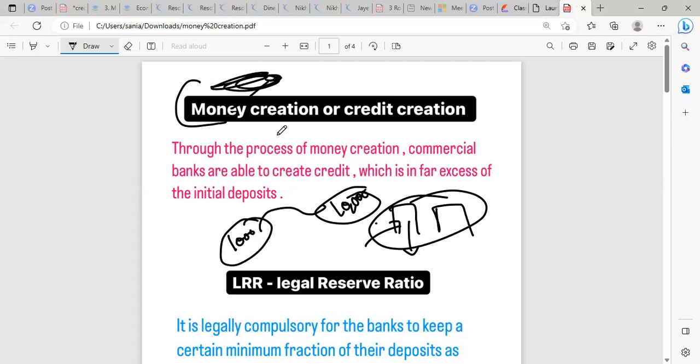Through the process of money creation, commercial banks. There are two types of bank. One is the commercial bank, where common people like you and I visit, right? And there is one more bank, which is the central bank. He is the head. And there is only one central bank, which is RBI in India. Okay. And these are basically the commercial banks. Okay. And he is the head.